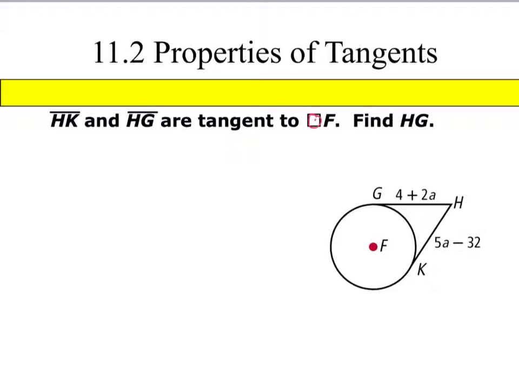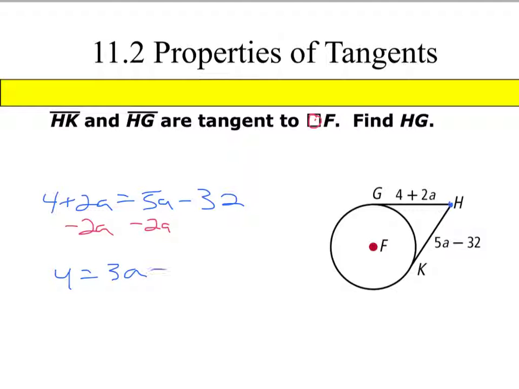Well, notice they both come from the exact same external point of H. So because of that, what can I do to those two expressions? Set them equal to each other. And you get 4 plus 2a is equal to 5a minus 32. I'm going to combine everything I can combine. Subtract 2a from both sides. I get 4 is equal to 3a minus 32.